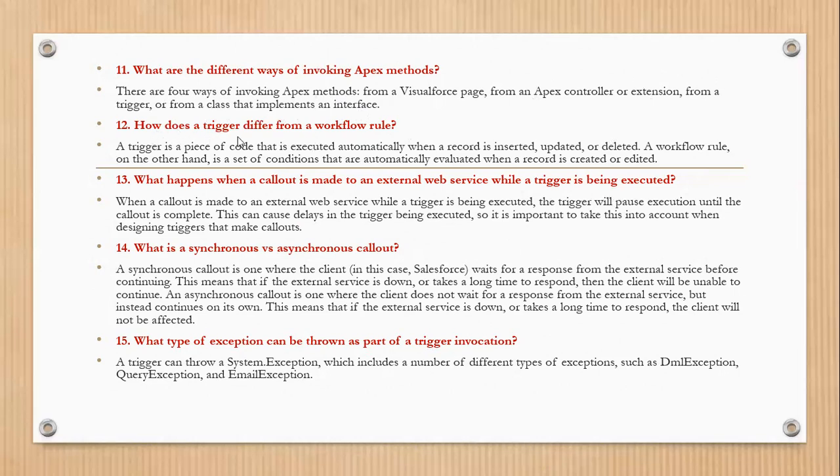Next question: how do triggers differ from workflow rules? A trigger is a piece of code that is executed automatically when a record is inserted, updated, or deleted. Workflow rules, on the other hand, are a set of conditions that are automatically evaluated when a record is created or edited. Next question.